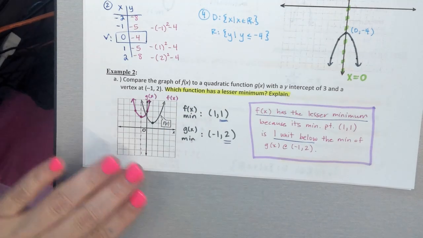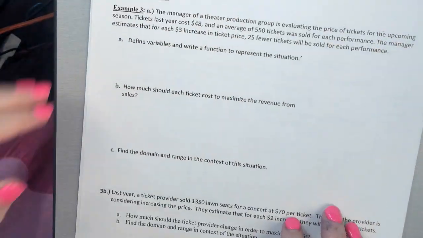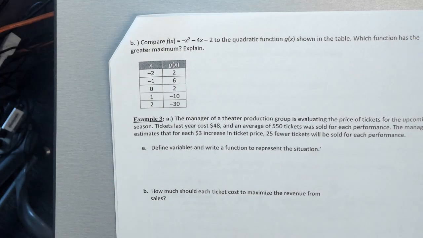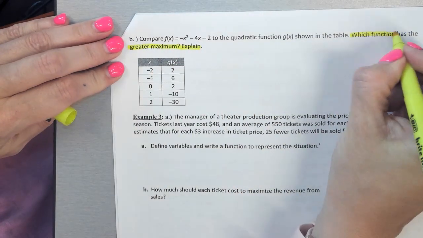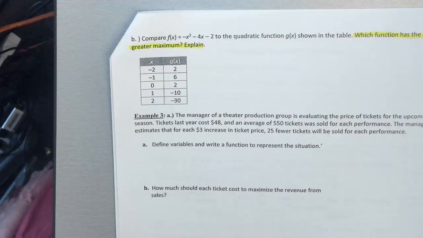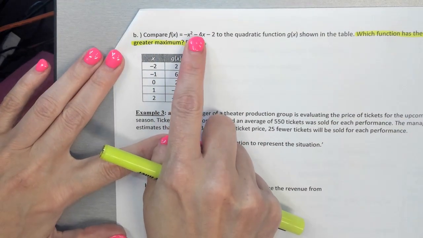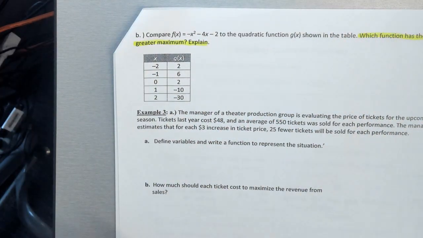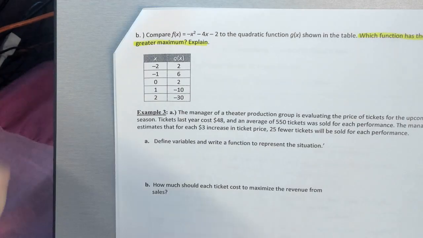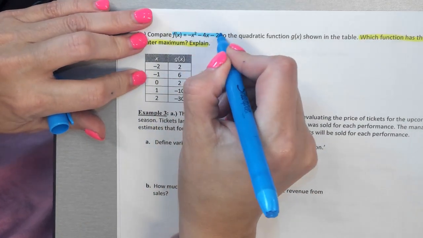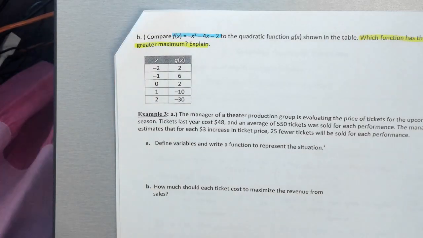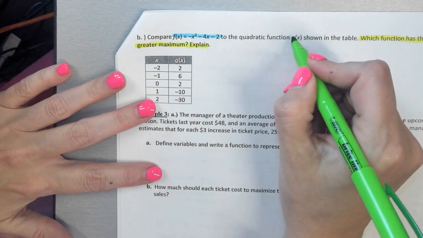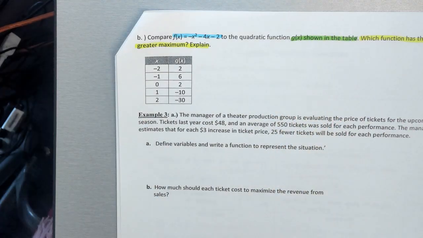Okay, so in this one we found which one had the lesser minimum. This one is asking you which function has the greater maximum. And again, it says to explain. Okay, so we have two functions, f of x, which they give us this equation for, and g of x, which says it's where? Where's our g of x? In the table. Okay, so let's look at the table.